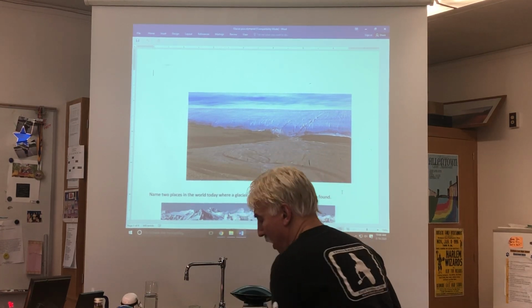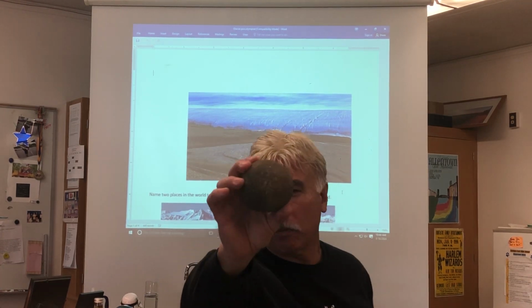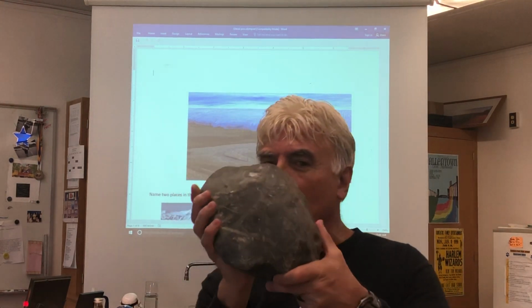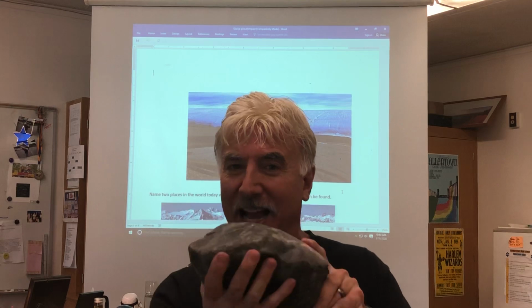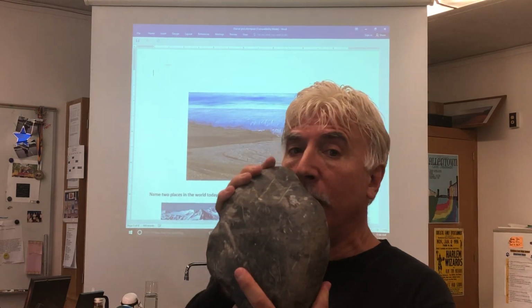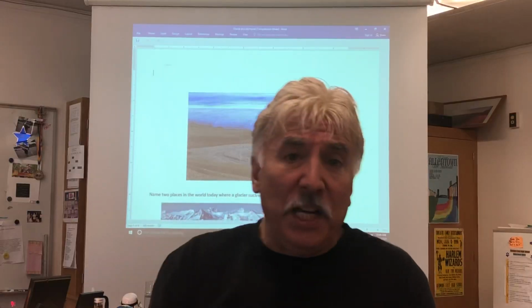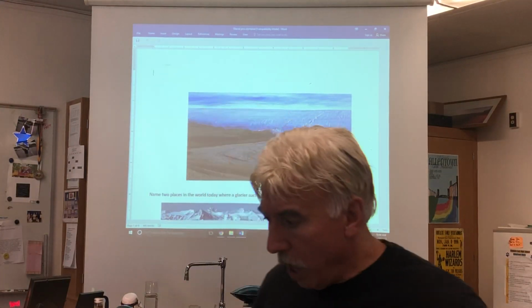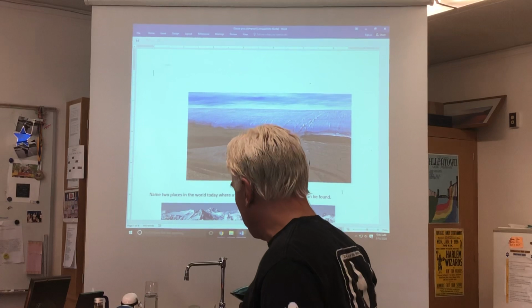They're going to be sub-rounded. See, streams are going to be really rounded, not glacial stuff. Glacial stuff is going to be sub-rounded, kind of round. But look at all the scratches on that bad boy. Because it was tumbled in the glacier, and then it was just dropped, along with everything else, unsorted sediments.